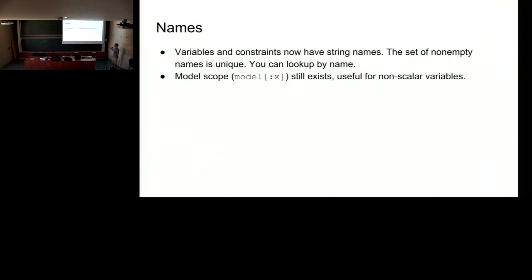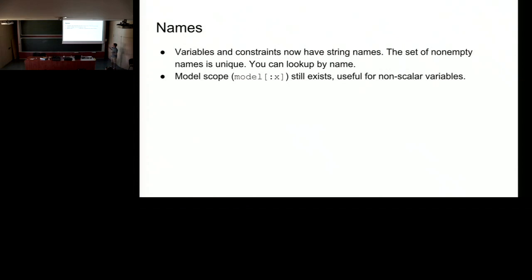What we now have is string names in the way that you would expect, so you can assign a string name to a variable and a constraint. You can look up objects by their string name, and we can pass these to the solvers. So when CPLEX is printing an error, it could print the name of the constraint.